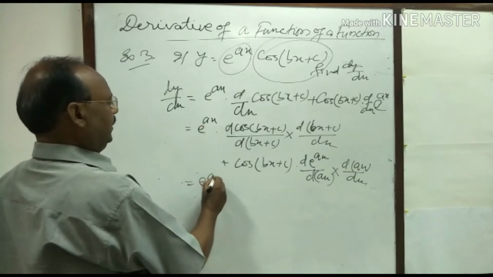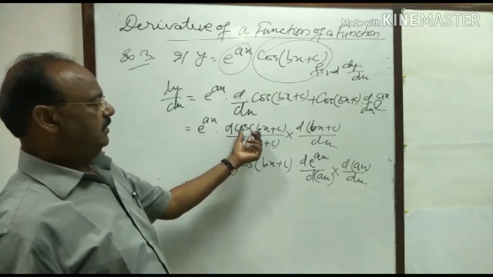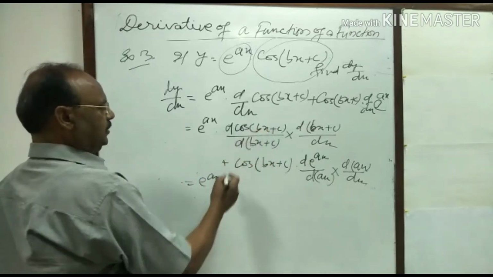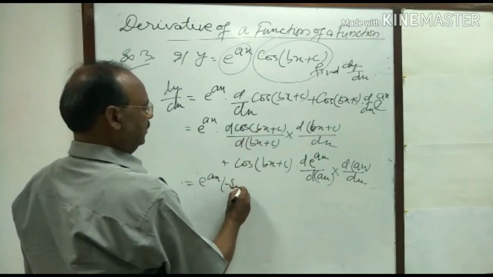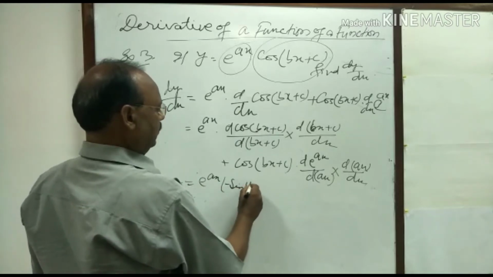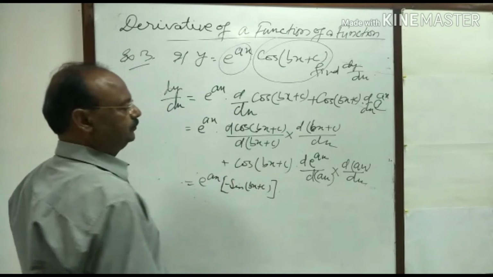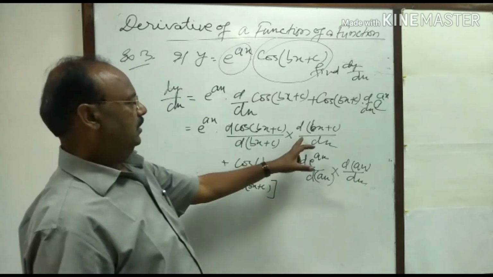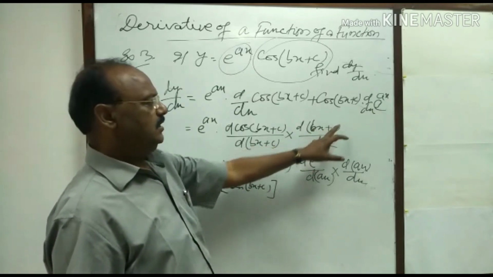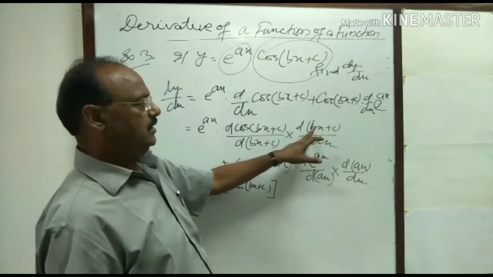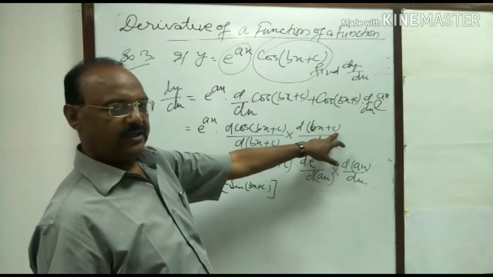Now we can write here, this is e to the power ax. Here derivative of cosine function will be minus sine of this function. This is minus sine (bx plus c), and here derivative of (bx plus c) with respect to x will be b. Coefficient of x is b and derivative of this constant is 0.